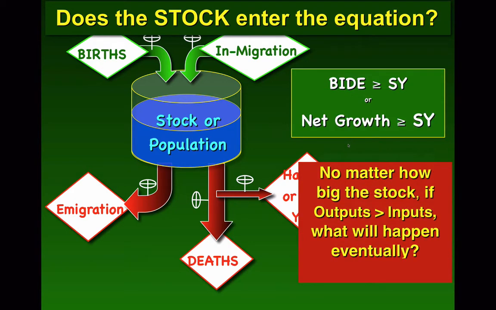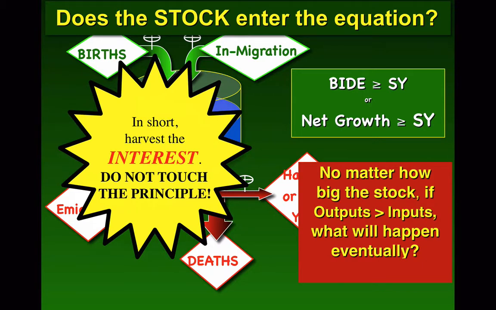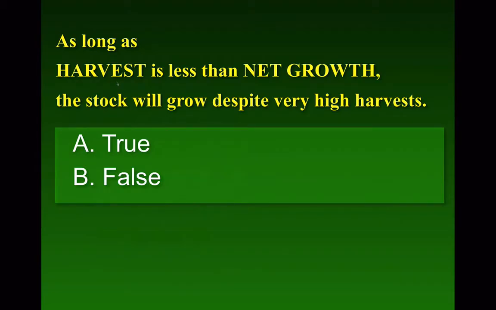Part of the reason that we emphasize this is that it doesn't matter how big the stock is. If outputs are exceeding inputs, then the population will be shrinking. It won't last forever, which is what we want. So you harvest the interest and you don't touch the principal. This tank is the principal. So as long as harvest is less than net growth, the stock will grow despite very high harvests.